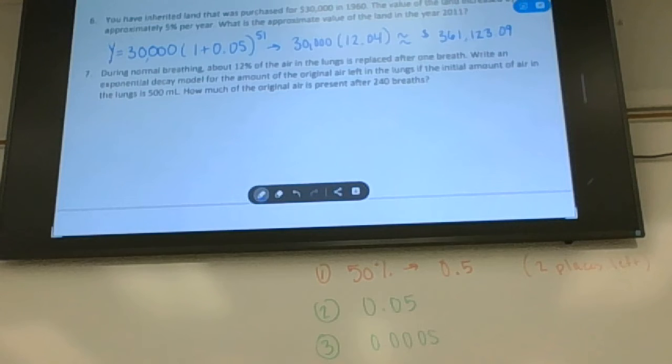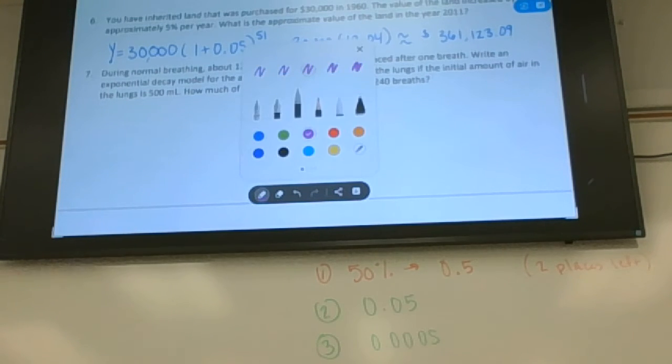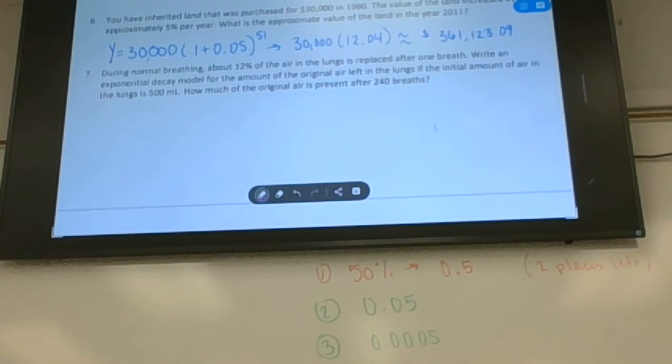Alright, here we go. Biology. I know you guys love biology. During normal breathing, 12% of the air in the lungs is replaced after one breath. I'm shocked by this. I thought it was 100%. Like I thought I had a whole 100% new air just now. And it's only 12%. So that's like 88% old air in your lungs.